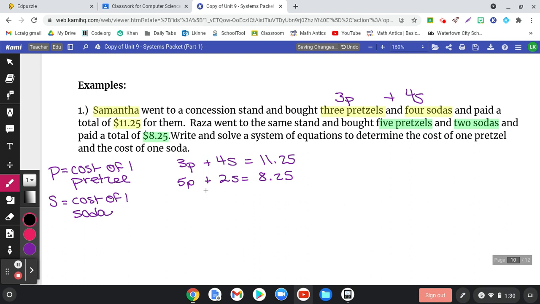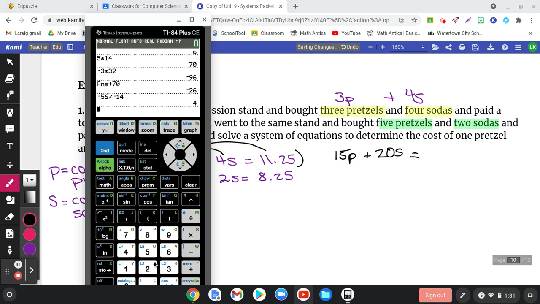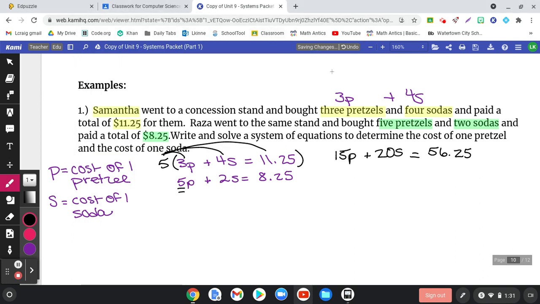So remember, for that, we need to make it so one of the variables will be eliminated. So we multiply the top by the beginning number in the bottom. So that would give us 15P plus 20S, right? 5 times 3, 5 times 4, 5 times 11.25. Let's throw it in the calculator. 5 times 11.25 is 56.25. Now, all you're doing is altering the equation. You're not changing the value, so that way we can make something cancel.